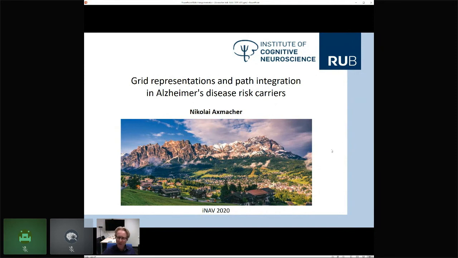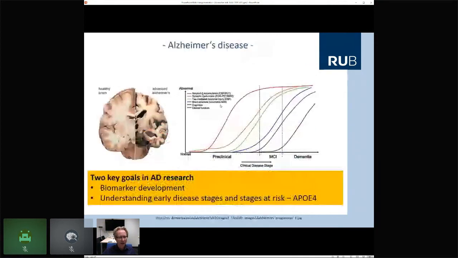So today I would like to share with you some of the results that we have acquired in the last years about the relationship between grid cells and grid representations and path integration and their possible relevance for understanding early Alzheimer's disease risk stages. If you look at the brain of a patient with advanced Alzheimer's disease, you can understand that at least in the near future, there's absolutely no treatment imaginable that could improve cognitive dysfunction at this stage. However, it is well known that Alzheimer's disease starts much earlier than the clinical symptoms, probably decades earlier, and you can find various different changes in brain structure and function at much earlier disease stages.